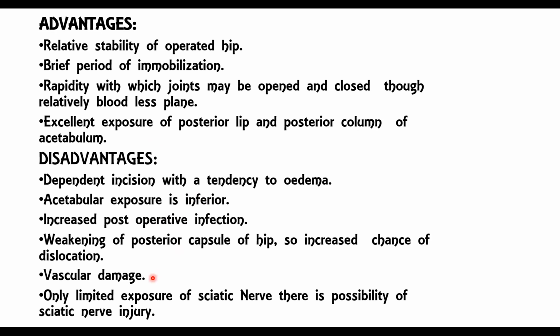You will have vascular damage if you damage the quadratus femoris in hip preserving surgeries. Only limited exposure of the sciatic nerve. There is a possibility of sciatic nerve injury, because sometimes retraction palsy is also there. Sometimes you will have a cut injury without knowing the anatomy. If you are going to dissect, you must know the relation of the short external rotators and the sciatic nerve. This is very important. At last, there are two things to tell about the medial approach.